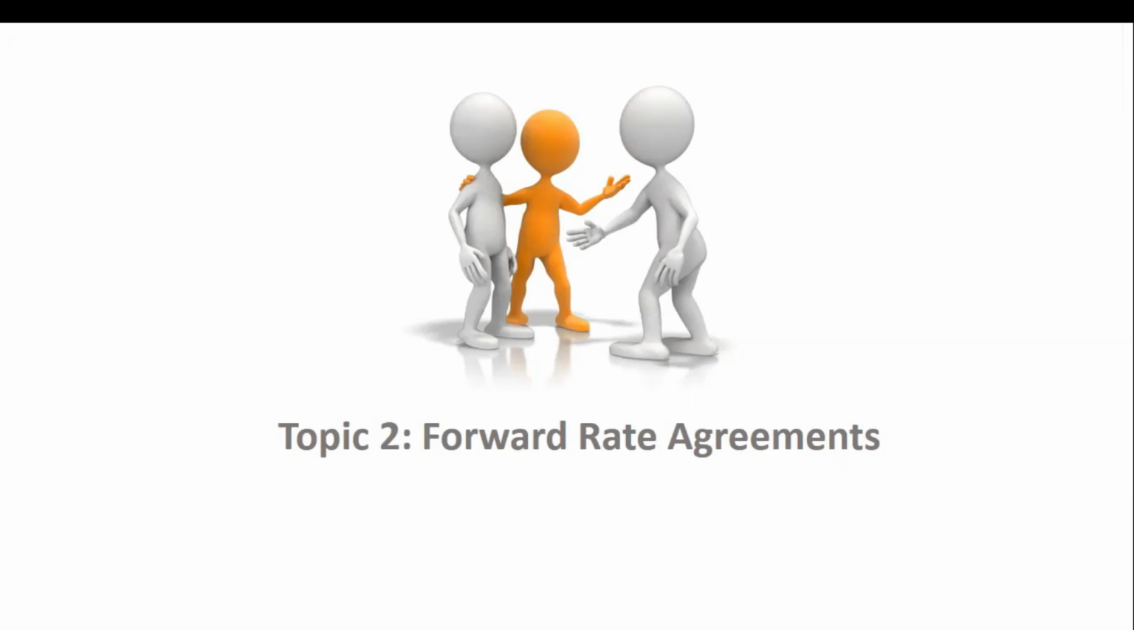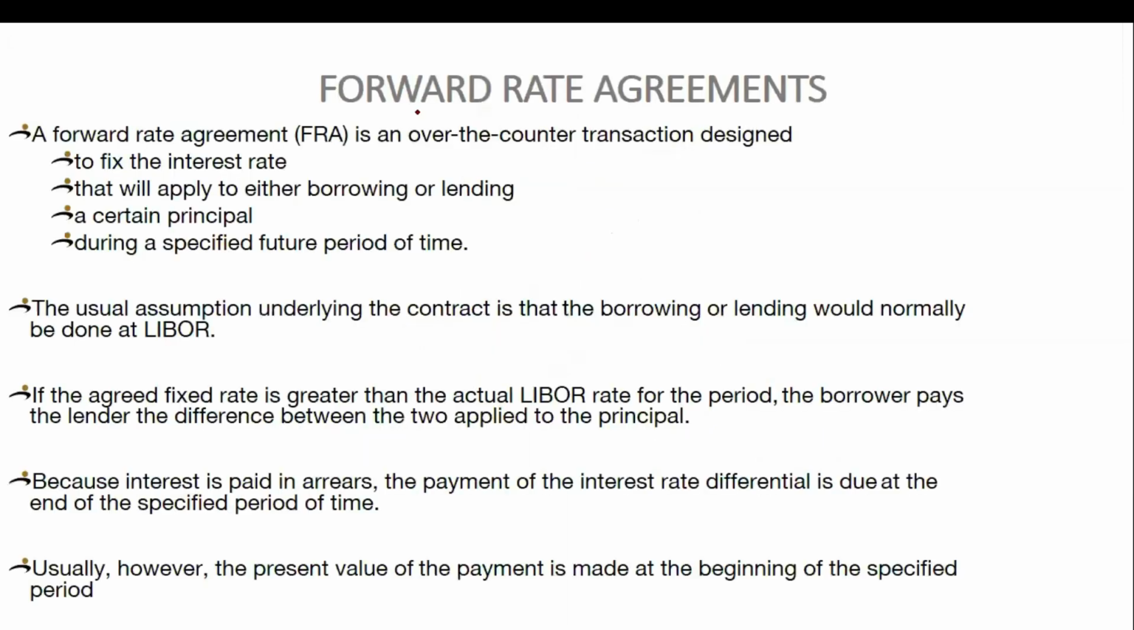Now let's move on to forward rate agreements. A forward rate agreement is an OTC transaction, and it is specifically designed to fix the interest rate. When you're fixing the interest rate, you need to first fix the principal amount. You need to make sure whether you are a borrower or a lender. You're going to see the difference later, and you need to fix the time period. So fix the interest rate, fix whether you are borrowing or lending, fix the principal, and fix the time period.